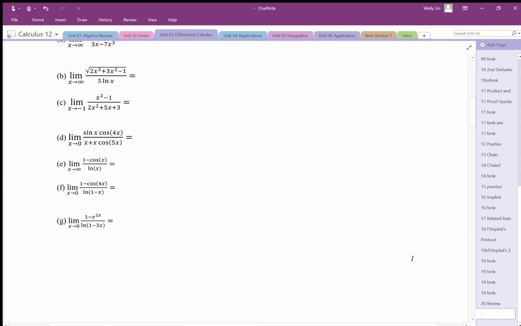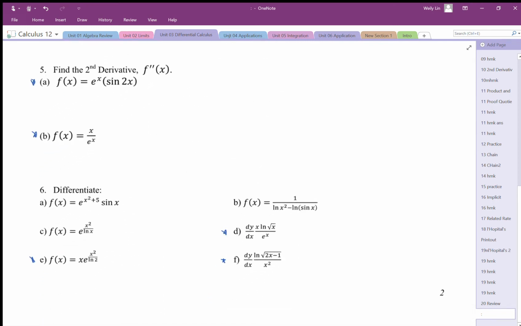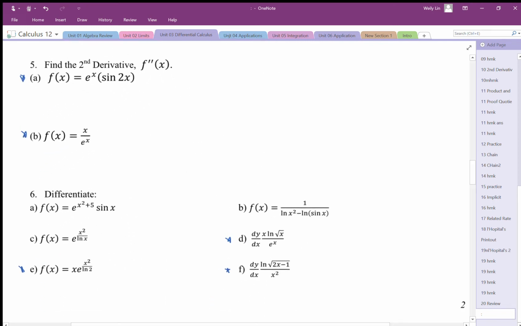Okay, so these are some selected problems from the differential calculus unit review sheet. Question number 5, I'm going to go over 5a and b. If I want to find the second derivative of this, I need to first of all find the first derivative, using product rule.